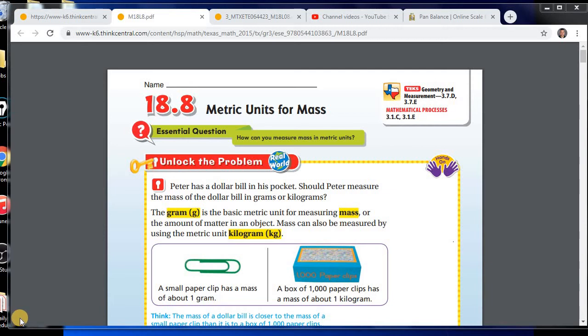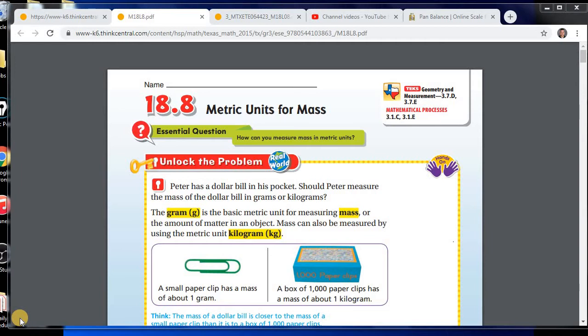Okay, we're looking at 18.8, going over the metric units for mass. So we're going to look at how we can measure mass in metric units. Okay, so we're going back to the metric system. Now, if we were in the classroom, we'd have the pan scales for us to use. So in this case, we're going to have to understand what a gram is and what a kilogram is.